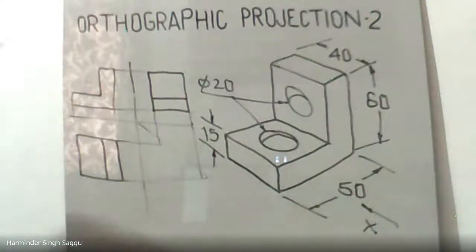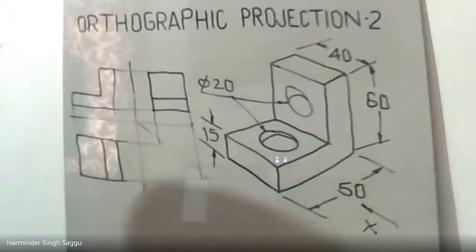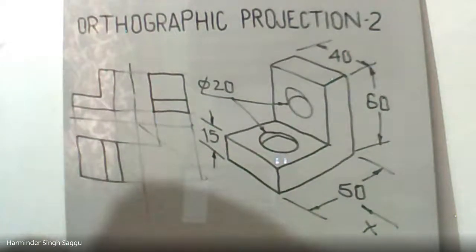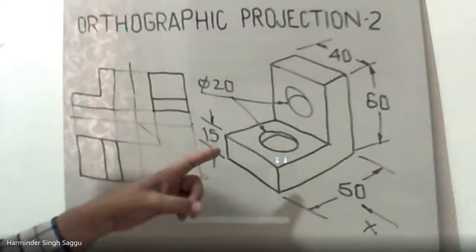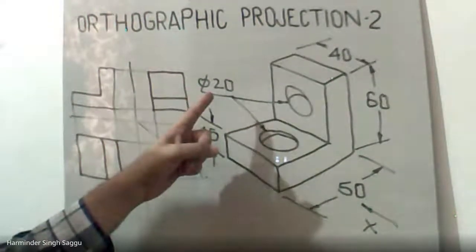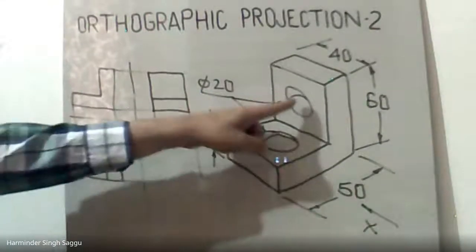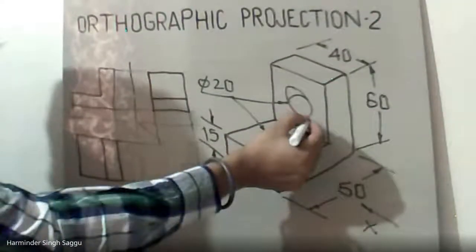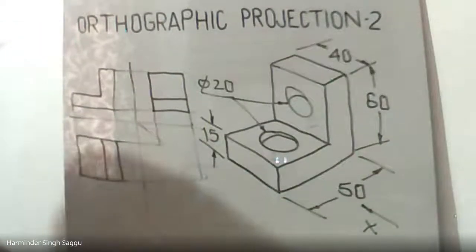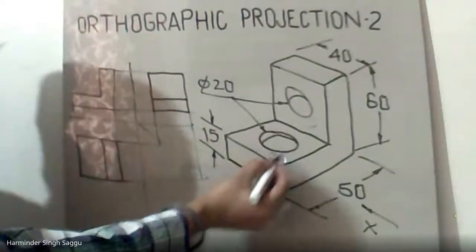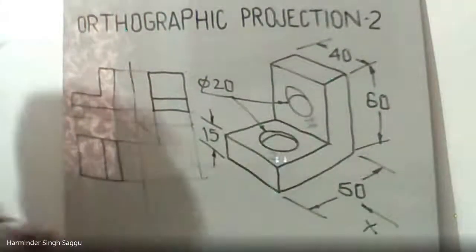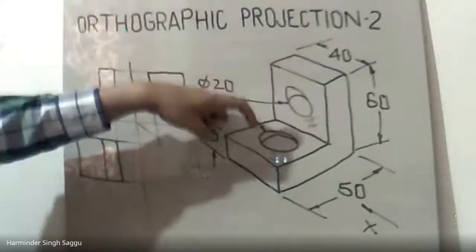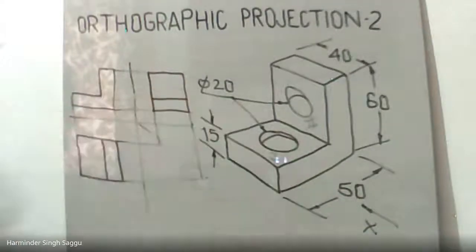Any doubt you may ask, otherwise we will draw with these through holes. Now we will draw for these holes of diameter 20. Say this is the first through hole, this is the second through hole. The first hole will be seen from its top.